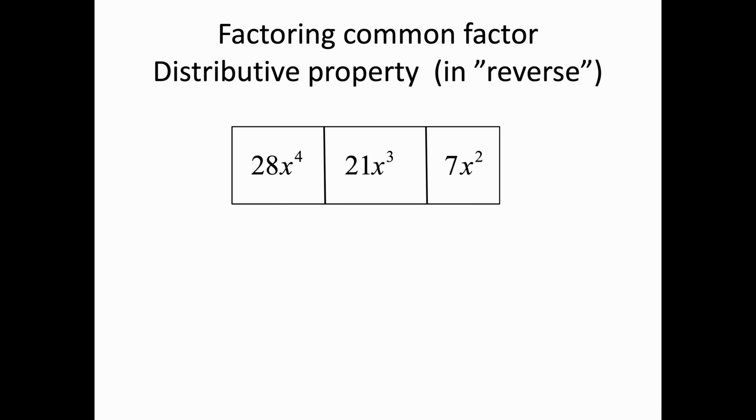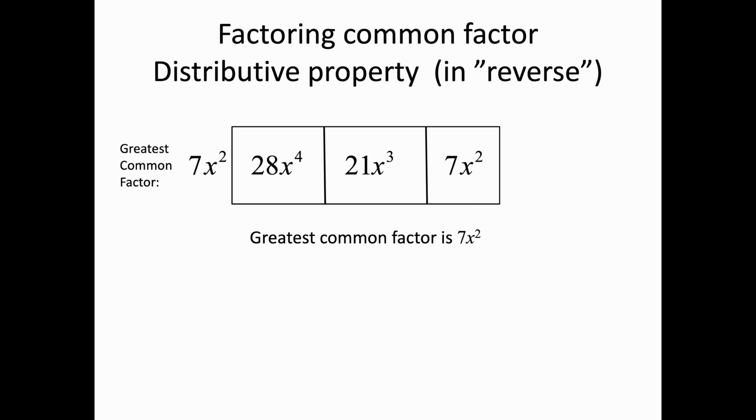Here's another example. We're looking first for the greatest common factor for each of those three terms, and be sure to consider both the numeric factor as well as the variable factor. The greatest common factor of the numbers is 7, and for the variables it would be x squared. So the greatest common factor is 7x squared.